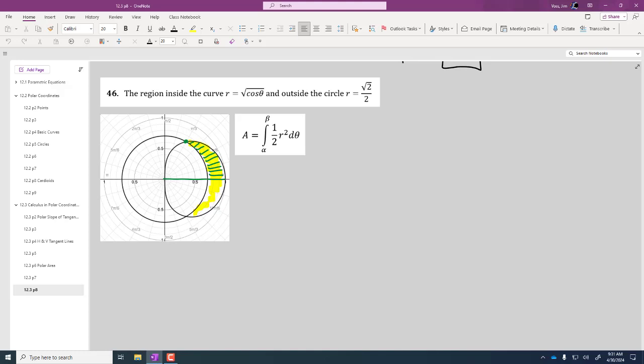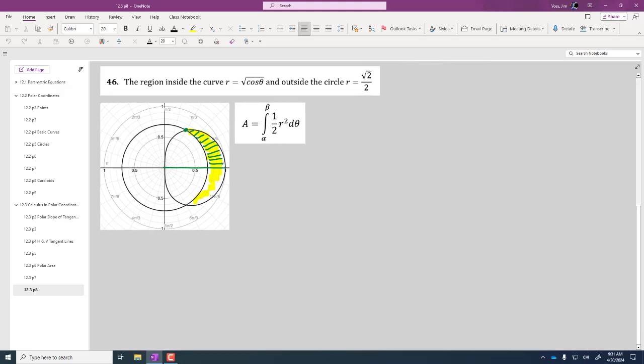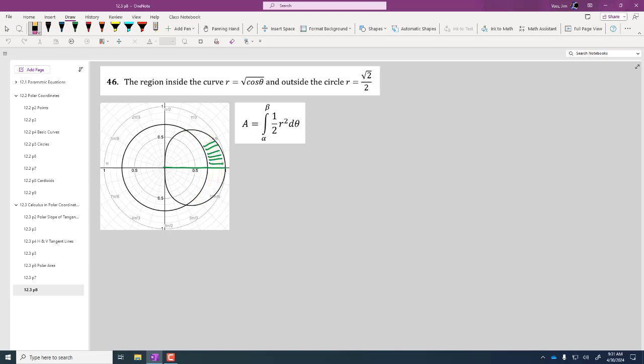Okay, so we have one question left in chapter 12, section 3. And we are trying to find the area between these two curves. Let's take this stuff off and start from scratch.